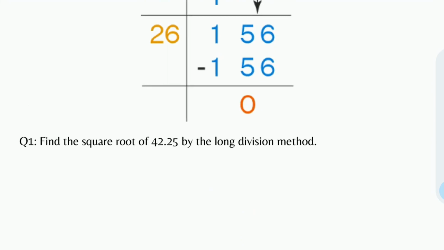We have the next question. Find the square root of 42.25 by the long division method. I suggest you put your answers in the comment section and let's see who gets the answer correct.